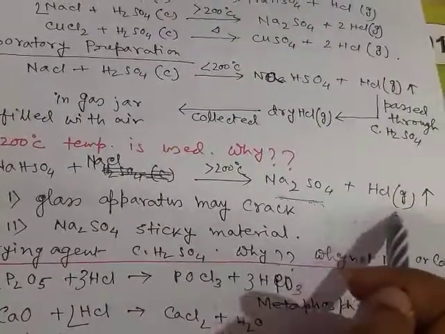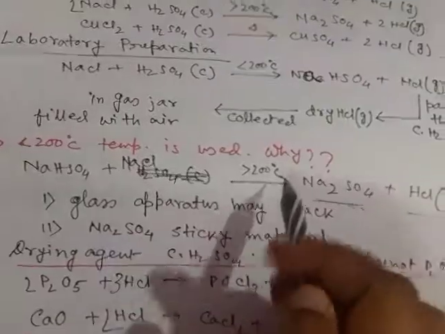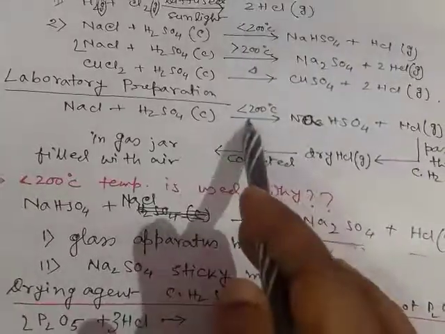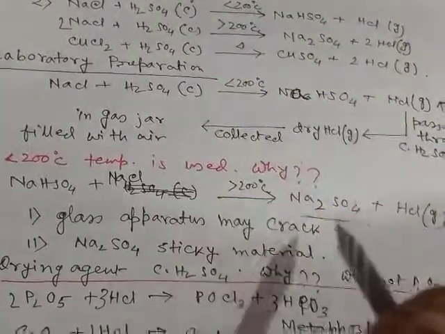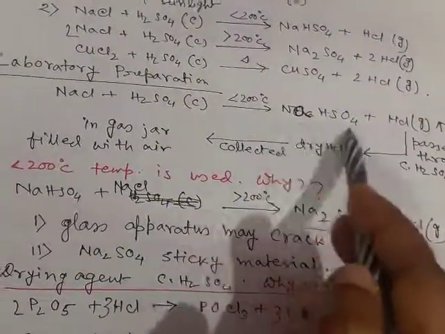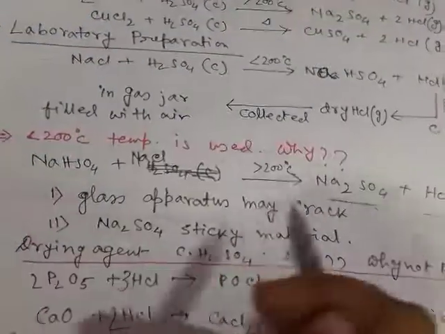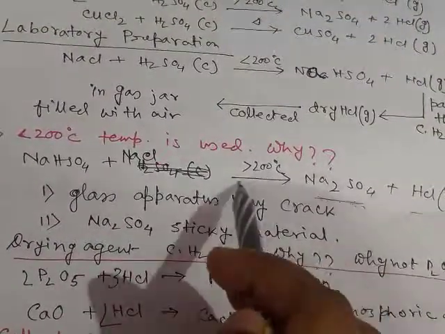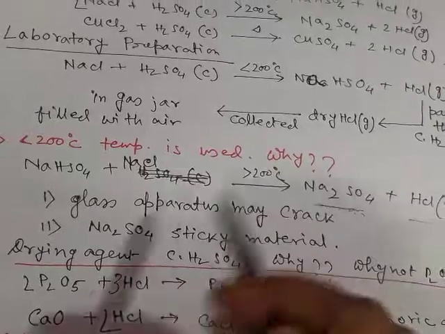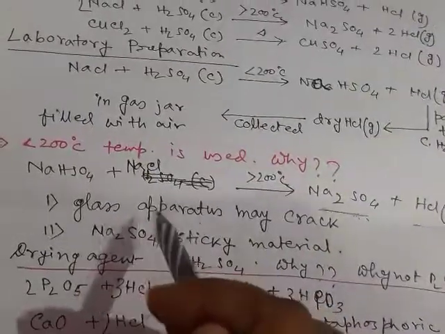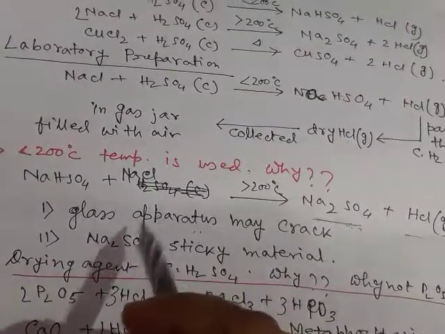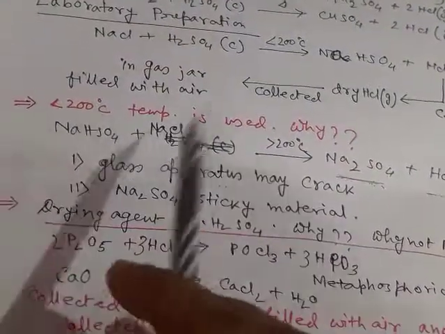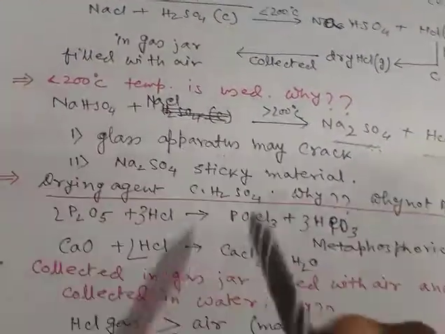So for the preparation of HCl gas in the laboratory, we use a temperature that is less than 200 degrees, which forms sodium bisulfate, which is not hard like sodium sulfate. It can be removed easily. Also, if the reaction takes place at very high temperature, then the glass apparatus, that is the round bottom flask in which the reaction takes place, may crack. So for these reasons we have to set the temperature below 200 degrees.